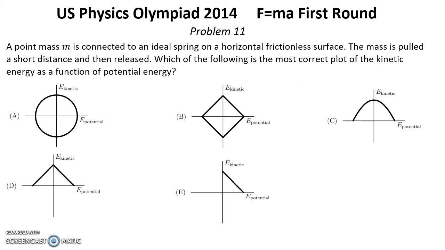Problem number 11. A point mass m is connected to an ideal spring on a horizontal frictionless surface. The mass is pulled a short distance and then released. Which of the following is the most correct plot of the kinetic energy as a function of potential energy?